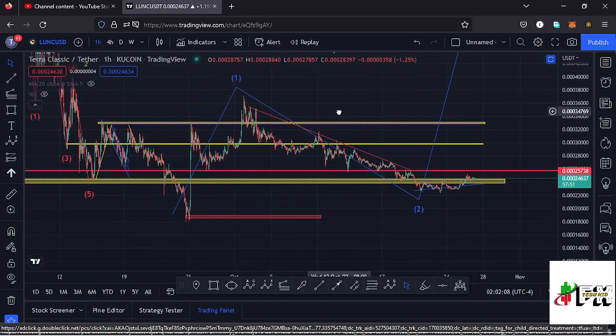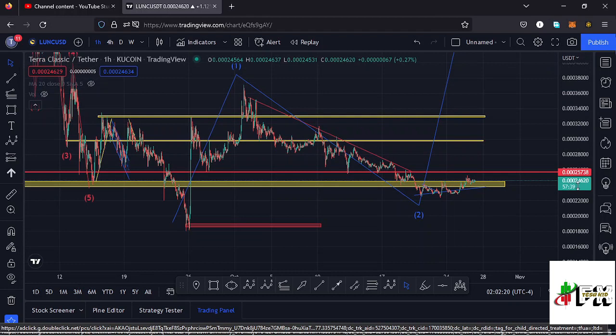And over here in the formation of a wave 2, we also saw the formation of a triangle, having this as the upper side of that triangle. Then we have that horizontal line as the baseline of that triangle, and this is a chart pattern that gave us a breakout to the lower side in this movement right here.